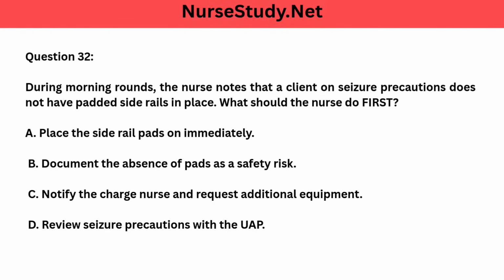Question 32. During morning rounds, the nurse notes that a client on seizure precautions does not have padded side rails in place. What should the nurse do first? A. Place the side rail pads on immediately. B. Document the absence of pads as a safety risk. C. Notify the charge nurse and request additional equipment. D. Review seizure precautions with the UAP.